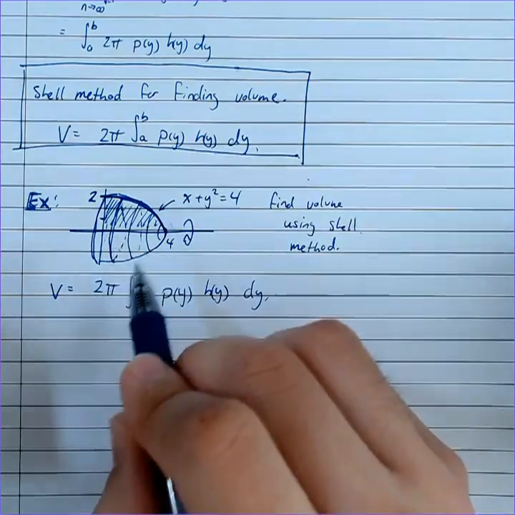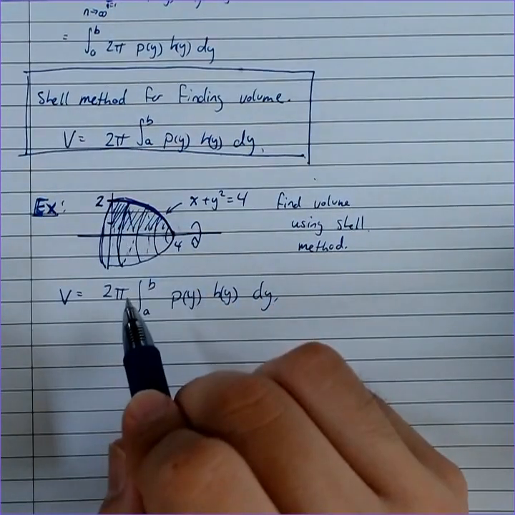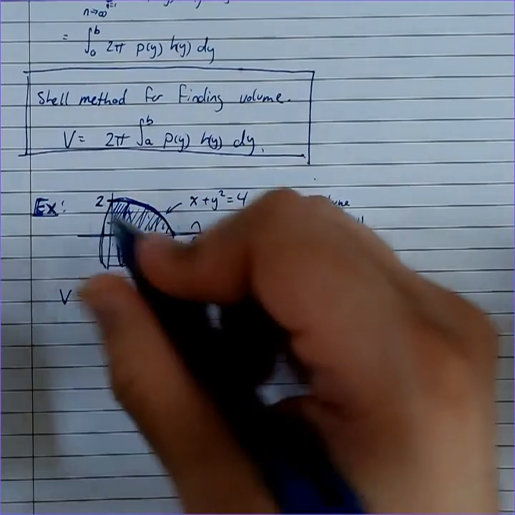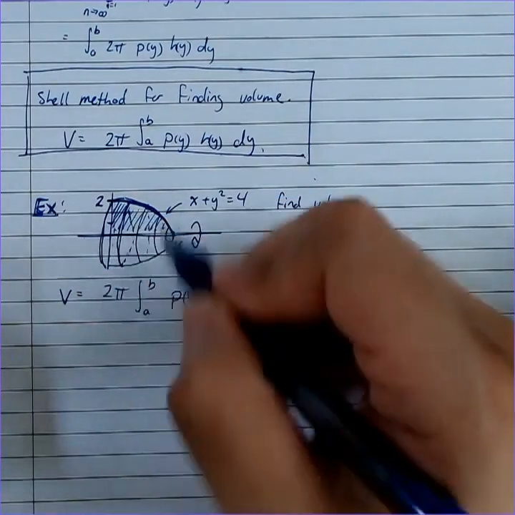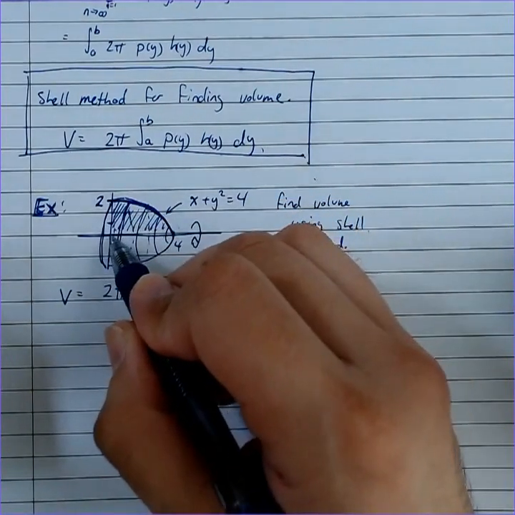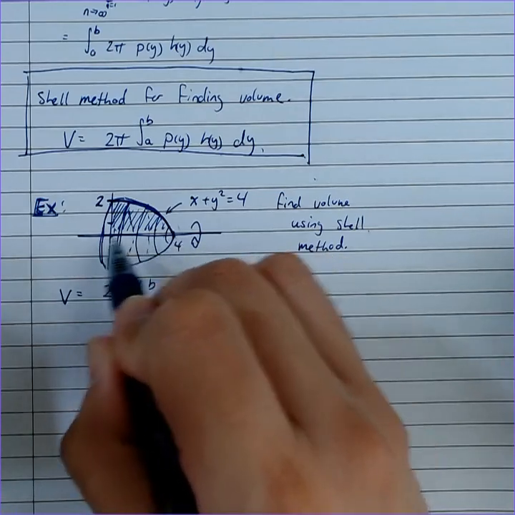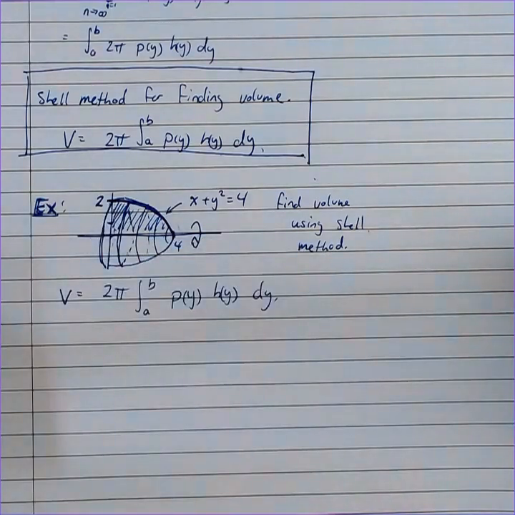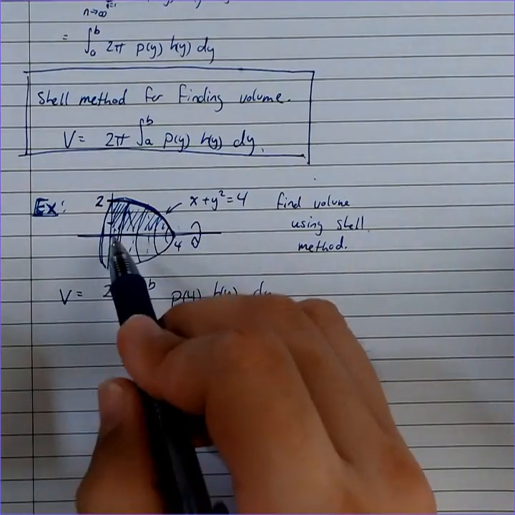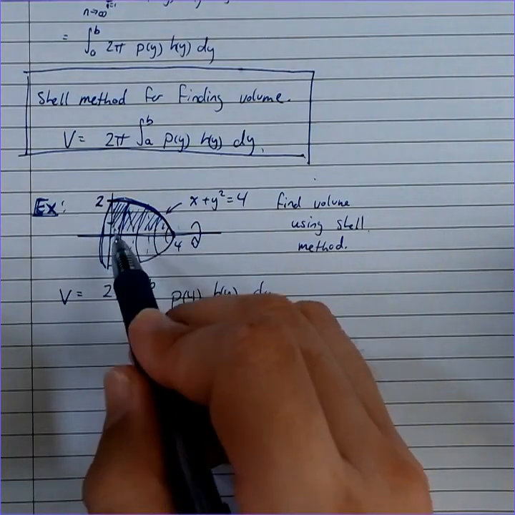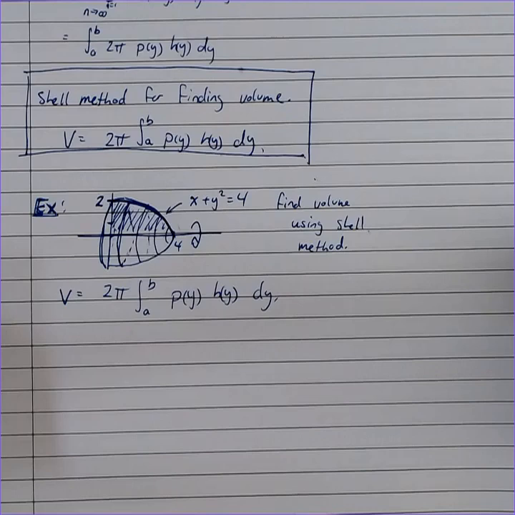Okay, so now, which boundaries do I use? Notice the original object that I had before I started revolving started at the origin. It goes out to 4, and here it goes up to 2. So which boundaries do I have? Is it from 0 to 4, from 0 to 2, or is it from 2 to 4? Which ones do I use?